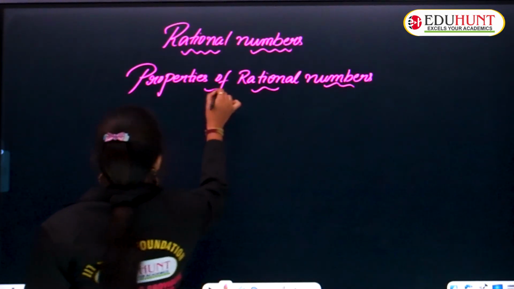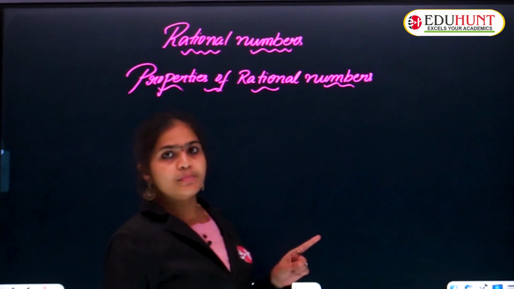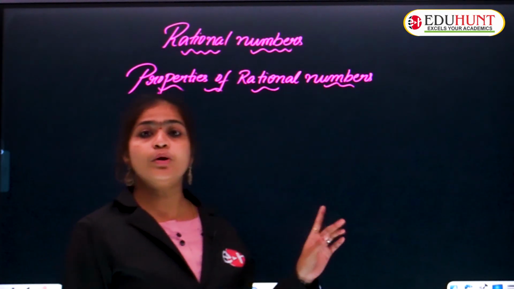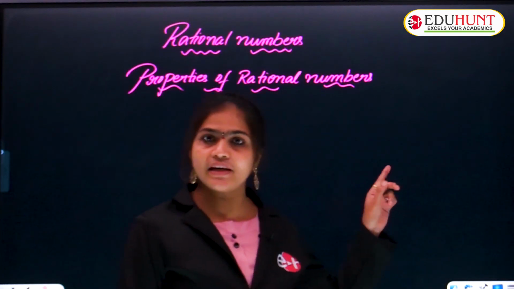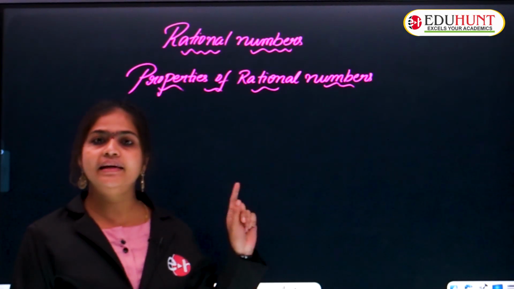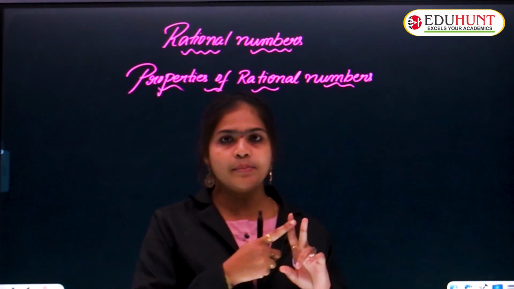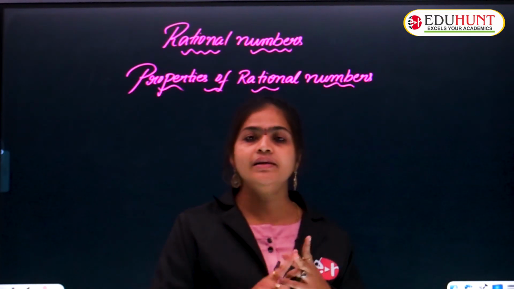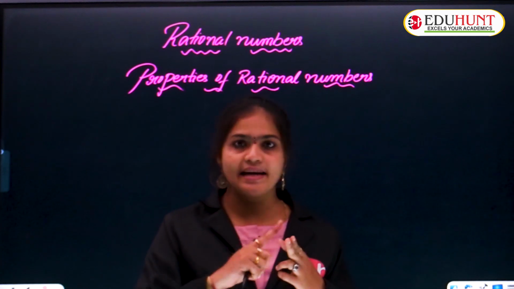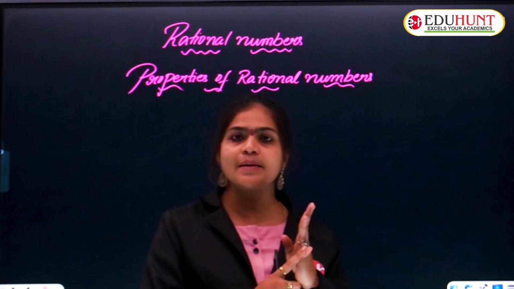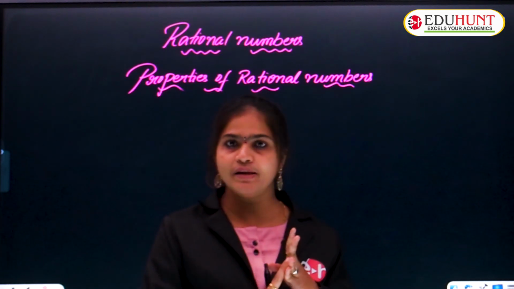In previous classes we learnt about the properties of whole numbers and properties of integers, right? In this video, we are going to discuss the properties of rational numbers, given in your 8th class. Here, they have given addition and multiplication. Children, we know that we have 4 fundamental operations, no? Here, subtraction and division are not possible, we know that.